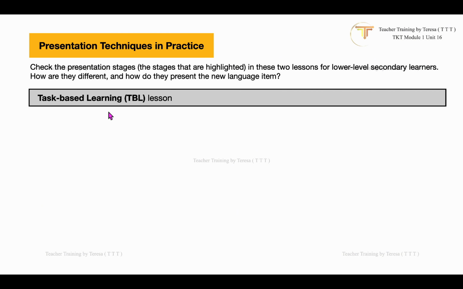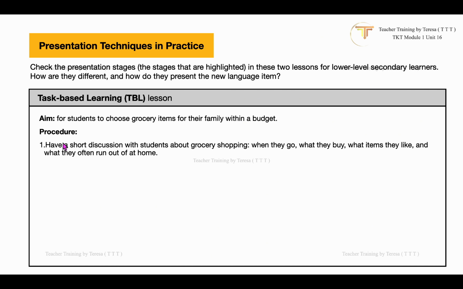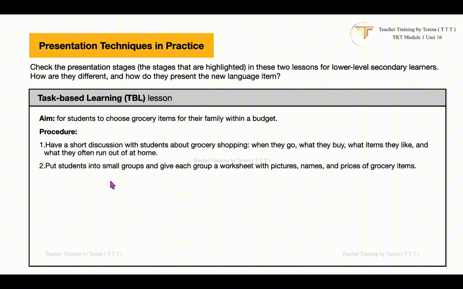Task-based learning, TBL lesson. Aim: for students to choose grocery items for their family within a budget. Procedure. 1. Have a short discussion with students about grocery shopping. When they go, what they buy, what items they like, and what they often run out of at home.